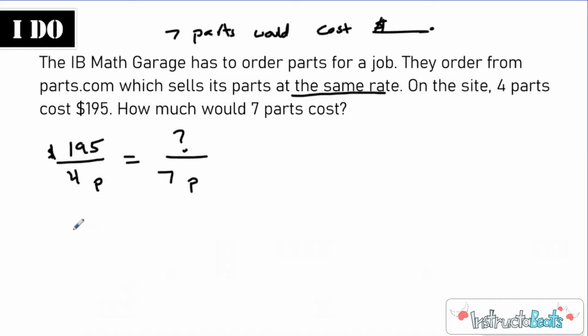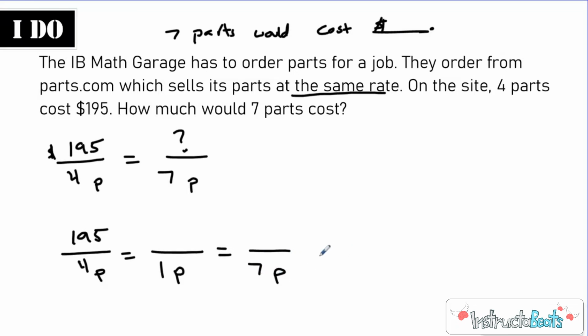So what I want to do first is set up and figure out what my unit rate is. What is my cost per 1 part? So I set this back up using the same ratio, and I want to figure out how much 1 part costs. Then I can easily turn that into 7 parts. Right here, I'm going to divide by 4 or multiply by 1/4 as my scale factor. So if I do 195 times 1/4, for 1 part, it costs $48.75, so $48.75 per 1 part.